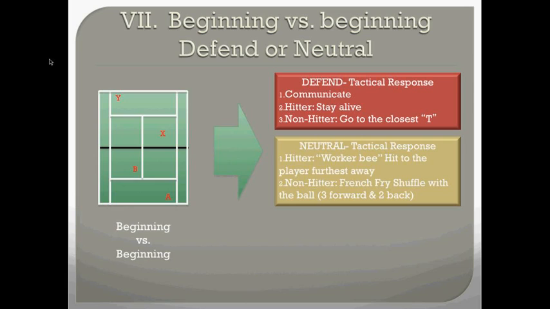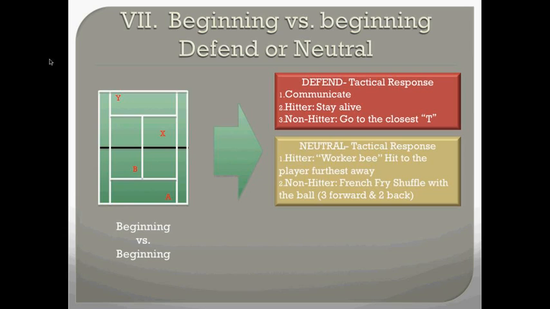Okay, so once again, if you're in beginning versus beginning mode, you could be defending or neutral. I just explained the defending role and the tactical response. Now, if you're one up, one back, once again, A and B, and you need a defense, so you're therefore neutral. You're trying to stay in it. So most likely in this diagram, player A is the hitter. Player B is the non-hitter.